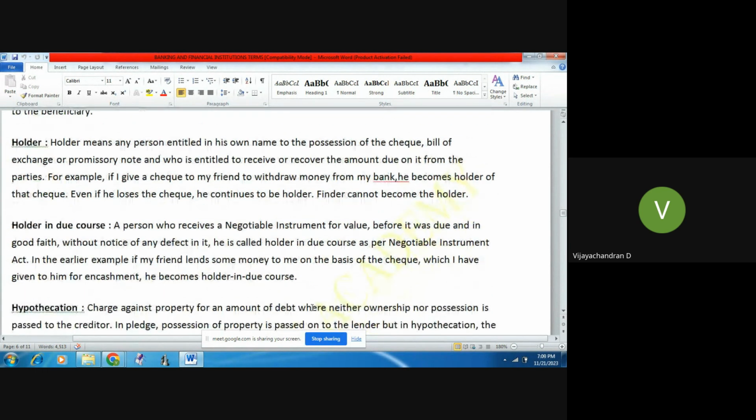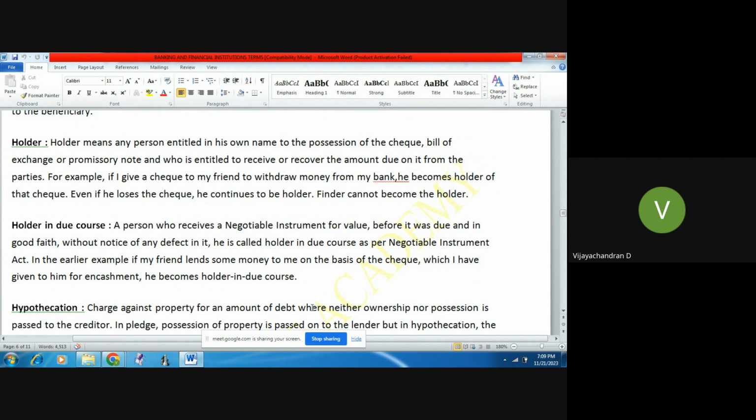Who is holder in due course? Holder in due course means a person receiving or holding the bill of exchange or the check without any defect. Without any fault, without any fraud, that is known as holder in due course.